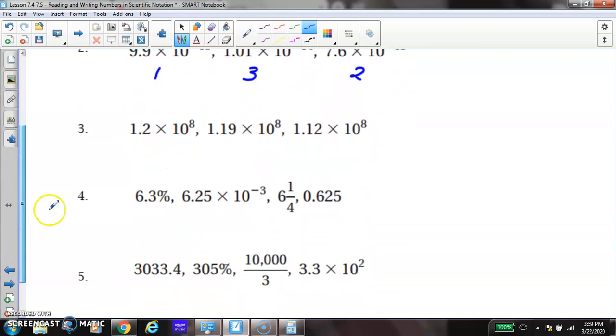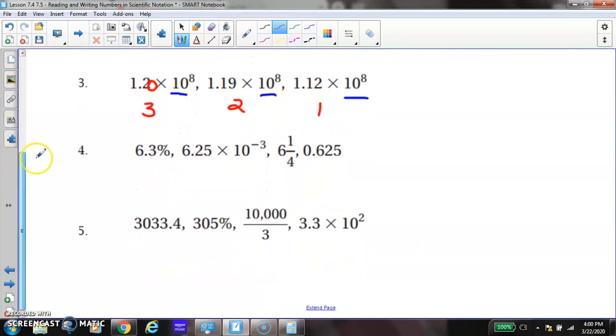Okay. In number 3, one thing I'm noticing is every single one of these has the same power on 10. They're all 10 to the 8ths. So what I'm going to now look at is the factors. If I look at number 3, I can see it's 1.2, but I'm going to stick a 0 on there just so I have the same amount of place value positions as 1.19 and 1.112. If I'm trying to figure out which one is the smallest, well, 1.12 is smaller than the other ones. So this is going to be our smallest, followed by the 1.19, and then finally the 1.20. That extra 0 helps us sometimes.